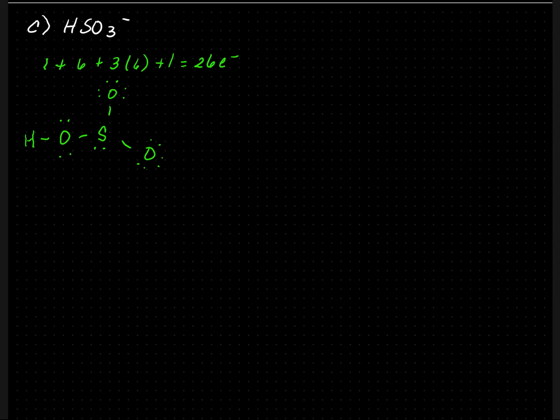Sulfur is in period 3. We can also have double bonds. So we're going to start with the double bond on top and then fulfill the octet rule.